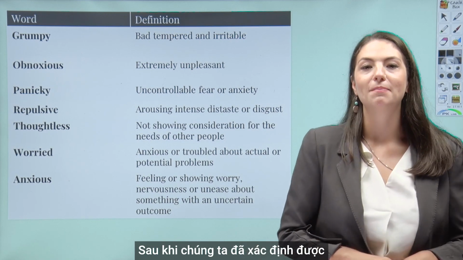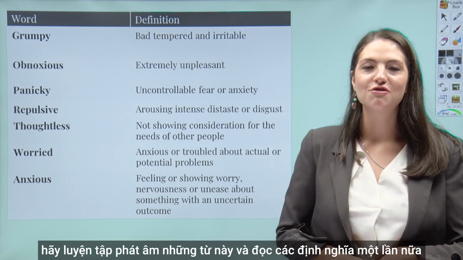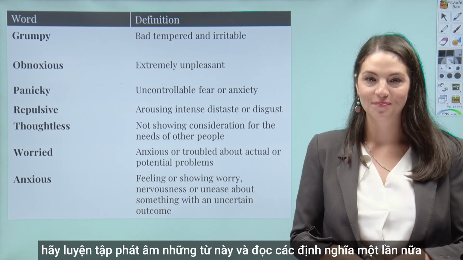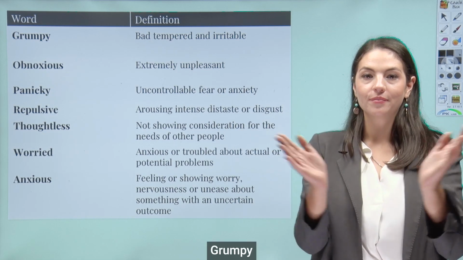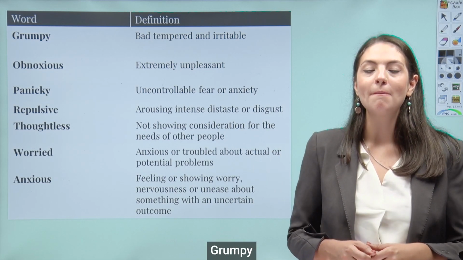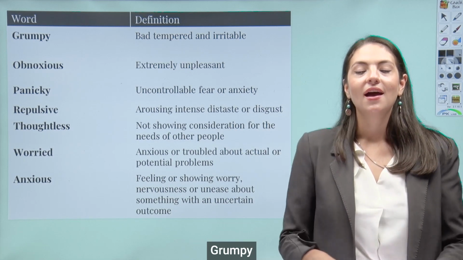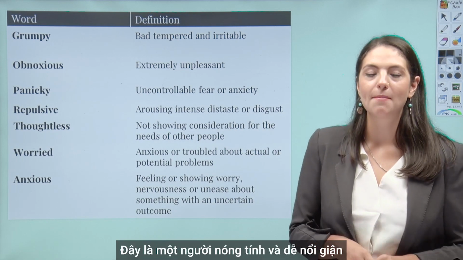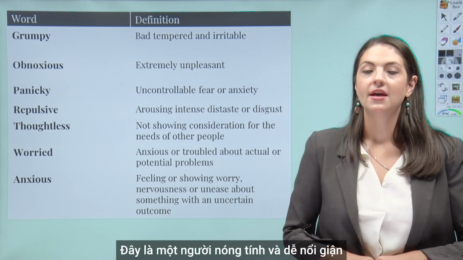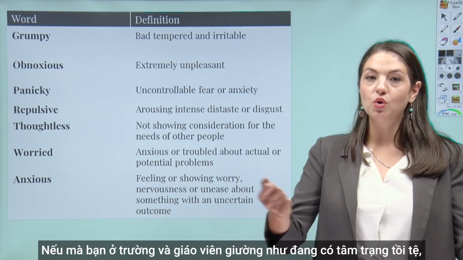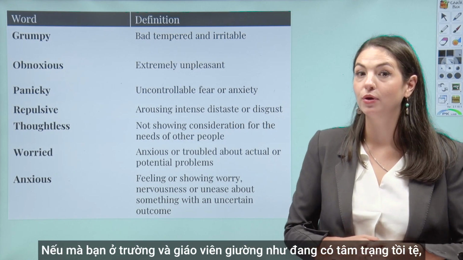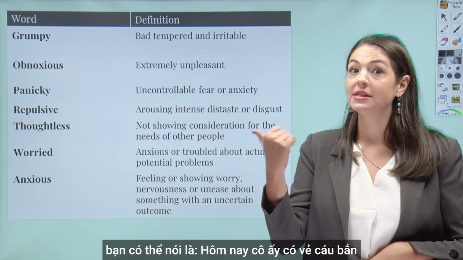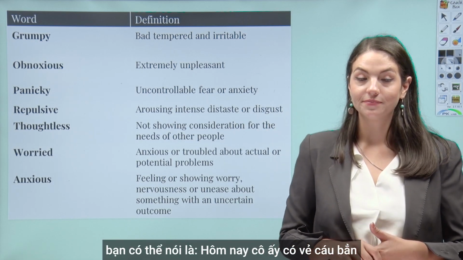Now that they're all matched up, let's practice saying those words and read the definitions together again. Grumpy. This is someone that is bad-tempered and irritable. So maybe if you're at school and your teacher seems to be in a bad mood, you could say, "She seems very grumpy today."